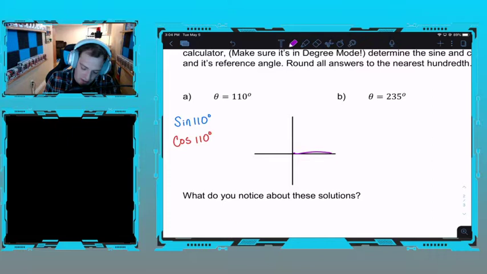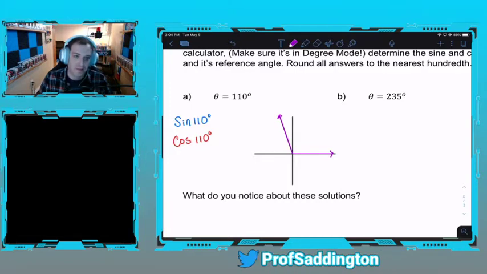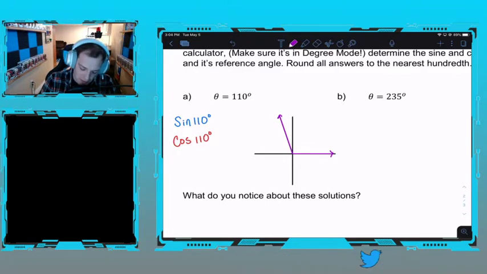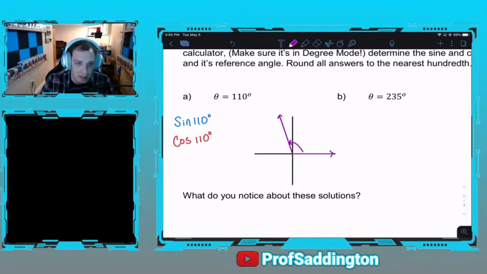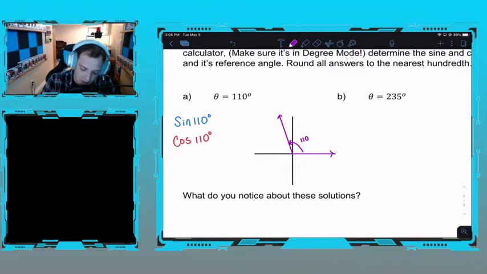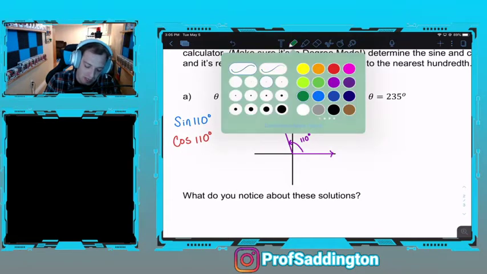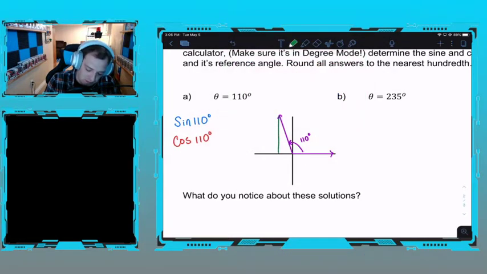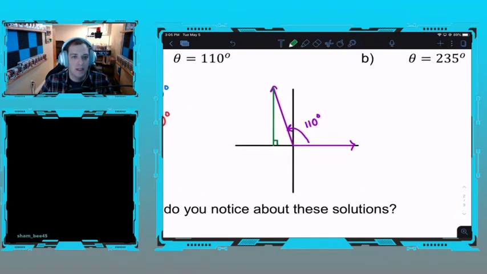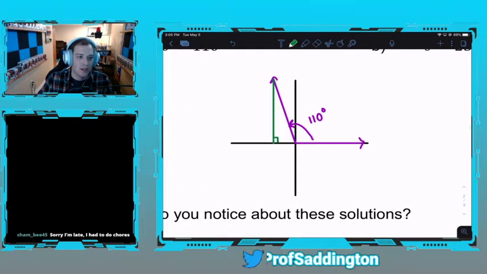And 110 degrees is going to fall into the second quadrant. So we know this is 110. I drew it a little bit closer to the y-axis because that's 90 degrees. And then I told you guys that we had to create a right angle. So the issue with this problem is I drew this right triangle.